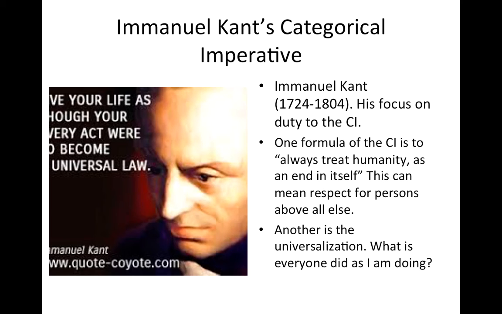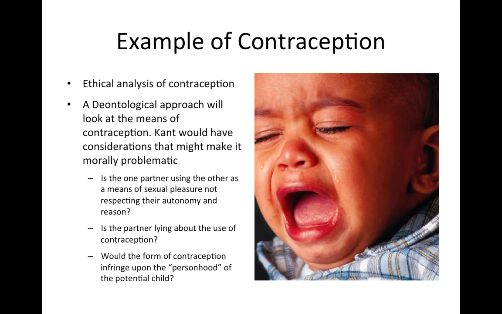Another version of the categorical imperative is the universalization. Take whatever act or means you're doing and ask yourself, what if everyone were to do as I'm doing? You take, as Kant would say, your maxim and make it into a universal law. If you can conceive of a good world in which people followed that, then you should follow it. But if others were to do as you were to do and it would lead to problems, then it should be cast aside.